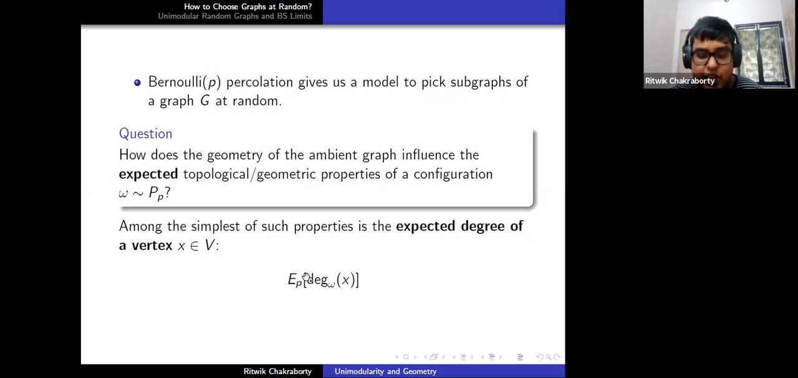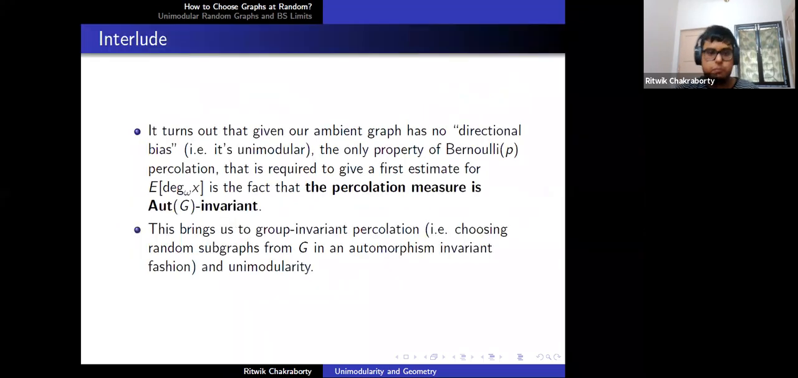gives you a real advantage. It helps you conclude really important things about the geometry of random graphs. Anyway, so we are at the halfway point now, at the interlude.